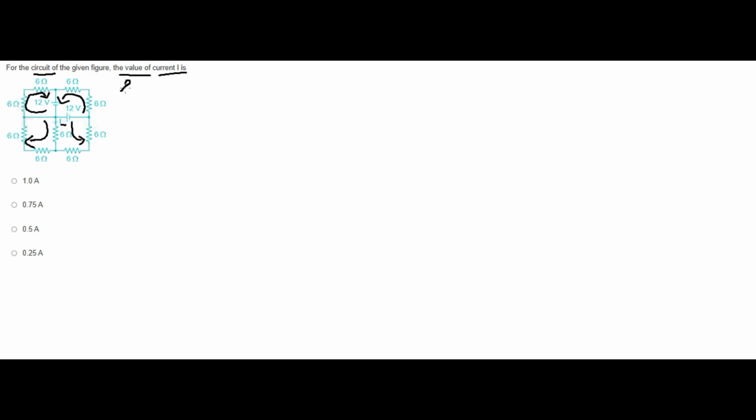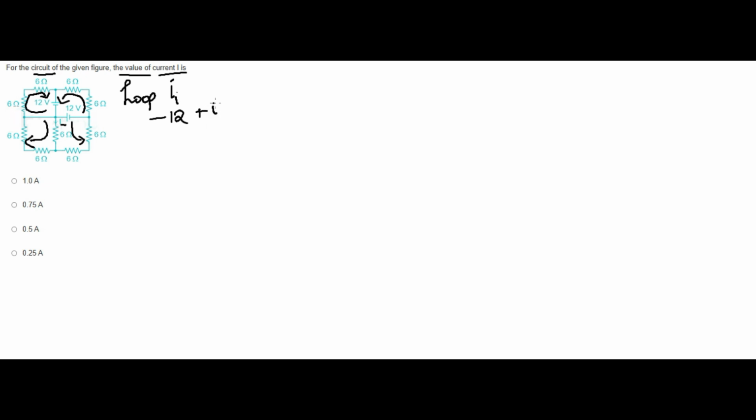First let me go for loop number 1, I call it I1. Listen here, the current is flowing from negative to positive, so that is minus, and the voltage is 12 volt. So we mention minus 12, and then plus, because the 6 ohm and 6 ohm are both in parallel. What does the current represent? The voltage across these two resistors is V equals IR, and the current here is I1.